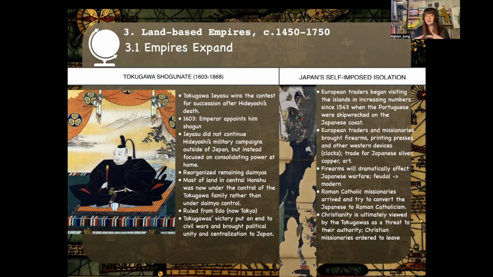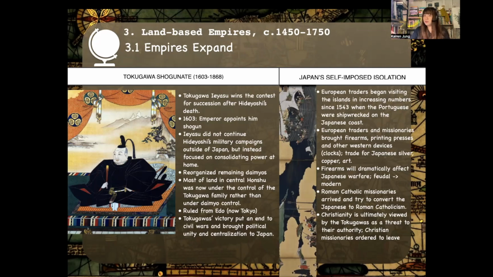Most of the land in central Honshu was now under the control of the Tokugawa family, rather than under daimyo control. He ruled from Edo, which is now Tokyo, and Tokugawa's victory put an end to civil wars and brought political unity and centralization to Japan, setting the stage for the next course of human history when Japan would suddenly become an empire. But Japan isolated itself for the most part at this time, focusing on internal affairs.